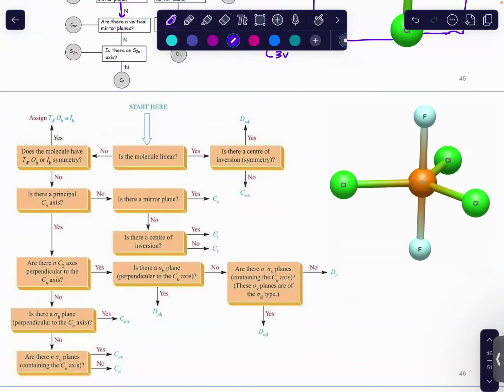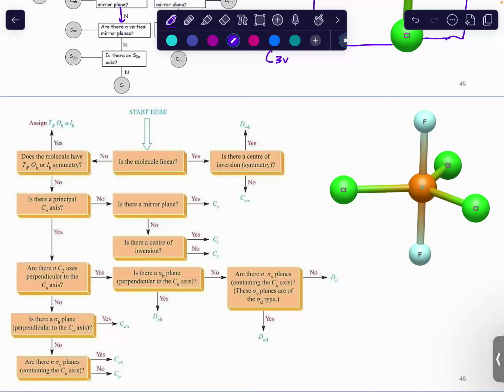Let's use the flow chart from the book. What do we think about this one? Okay, start here. Is the molecule linear? No. It is none of those. No, that's not octahedral. Is there a principal axis? Yes. Are there perpendicular C2 axes? Yeah. Is there a horizontal mirror plane? Yeah. So it's D3H. D3H, yep.